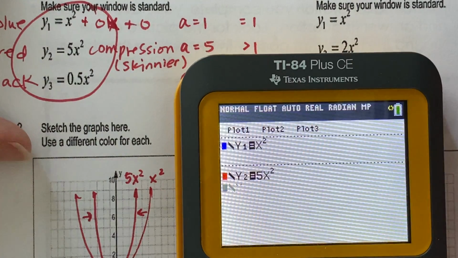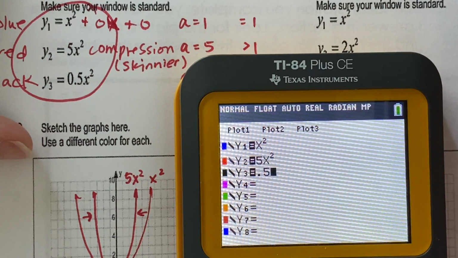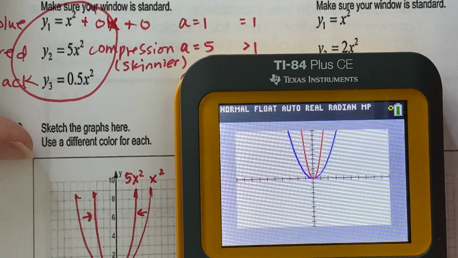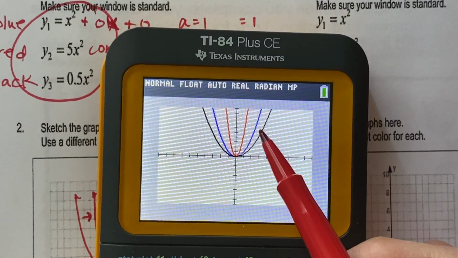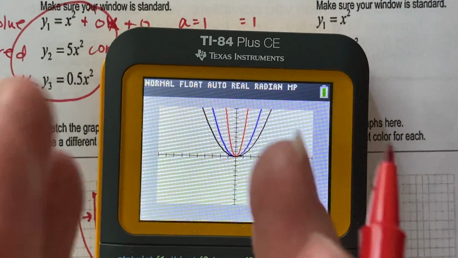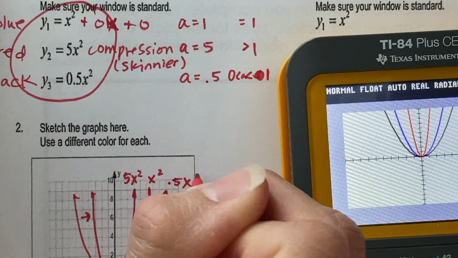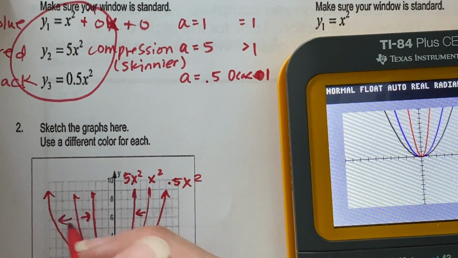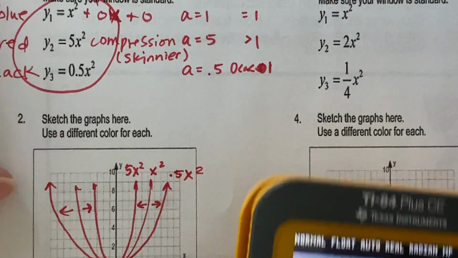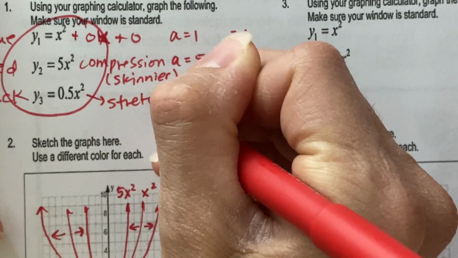And then let's go back to this, and I will add in my 0.5x squared again. And remember, blue is still x squared, okay? So now you're looking at from blue to black, what happens? Well, it got wider, right? So it like stretched out. So 0.5x squared went out. So it went out from x squared rather than in. And so if you look at that, that's called a stretch.